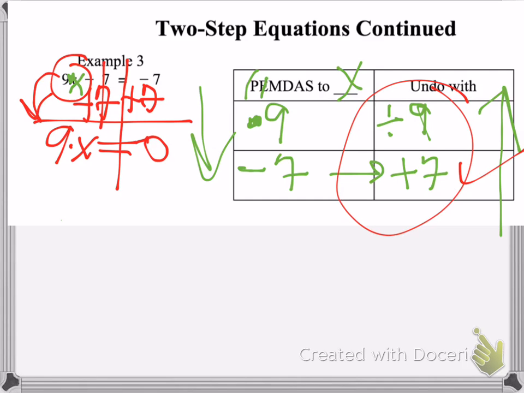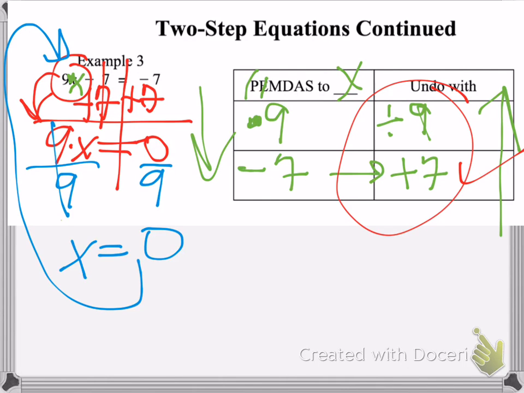So I'm going to change colors. I'm going to divide this by 9. I'm going to divide this by 9. 9 divided by 9 is just 1. So we got 1x or x. And then over here, 0 divided by 9 is just 0. So check it, put that in, and we'll be good.